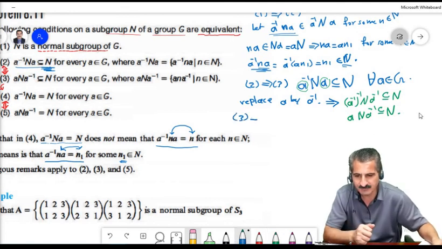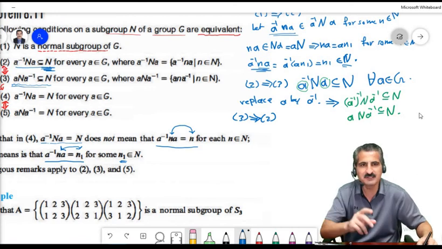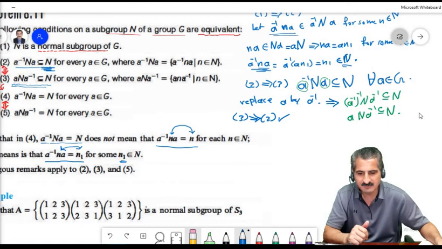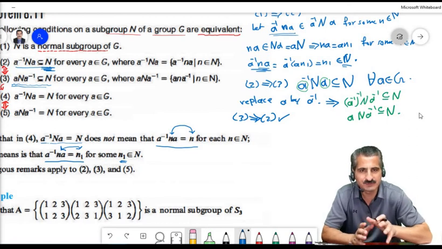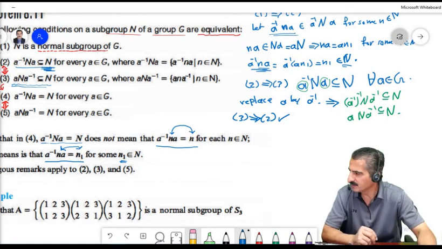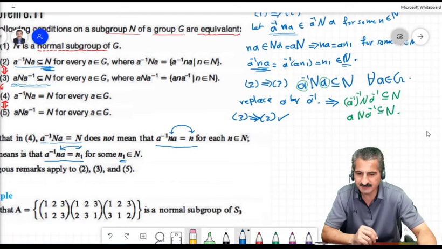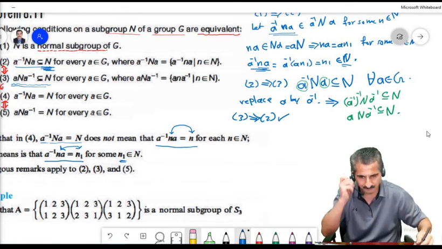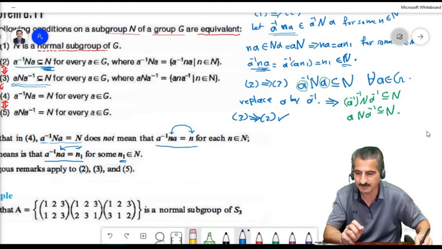Now to prove 3 gives 2, we will do the same. So I will leave it to you. 3 gives 2. Now 3 says A and A inverse is contained in n. Again, replace A with A inverse, and then we get 2. So this is so quick. But if you are asked to do that, you must write that clearly. Please read it from the book and write it your own way.